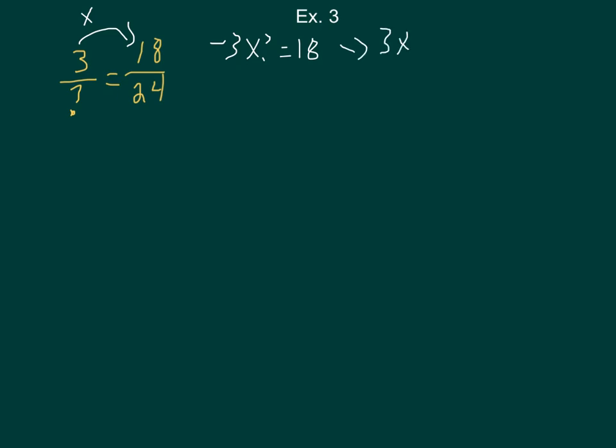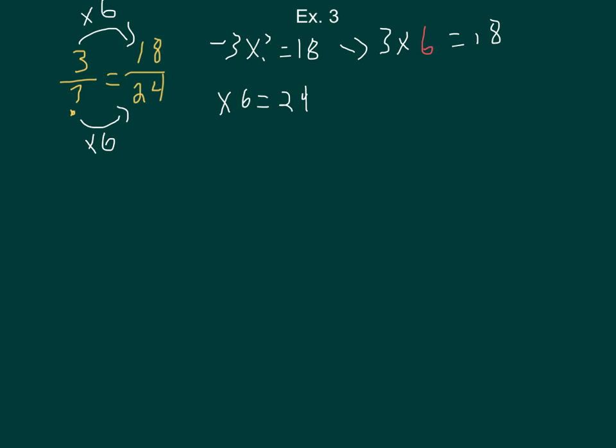3 times 6 is going to get us 18. So times 6. And whatever we do to the top, we do to the bottom. So something times 6 gives us 24. Now that's a bit more work for us if we wanted to do it that way. We could just say, okay, what times 6 gives us 24.